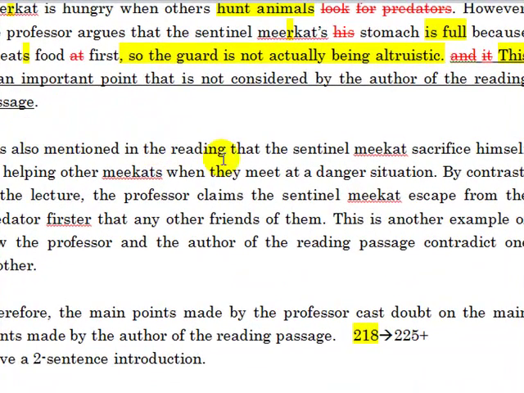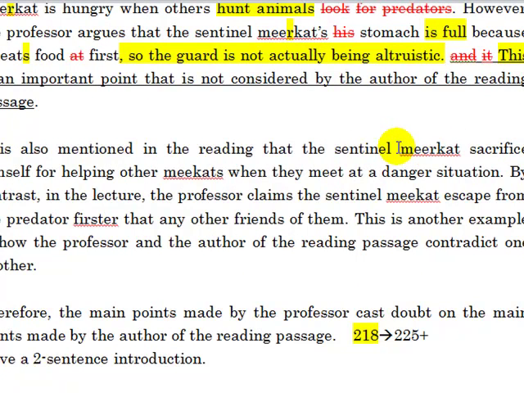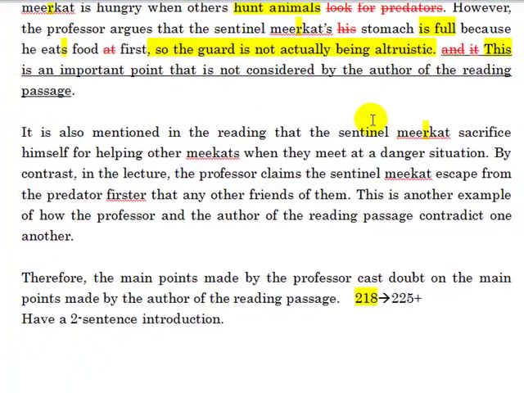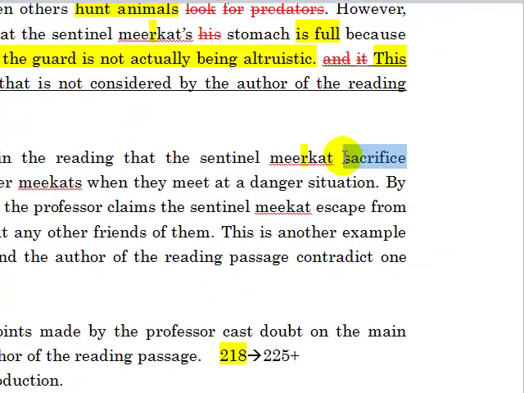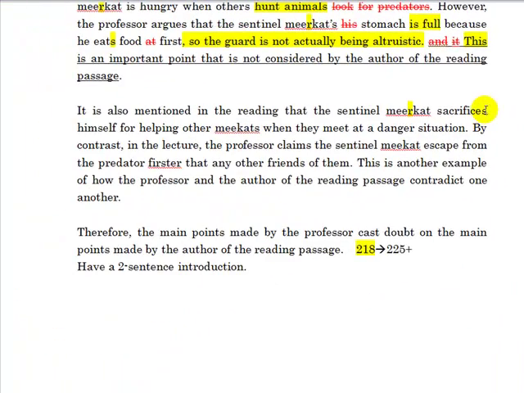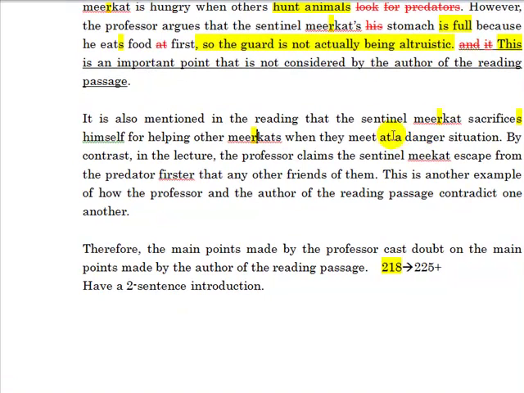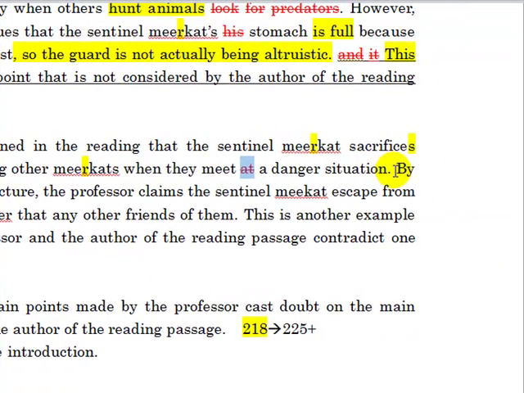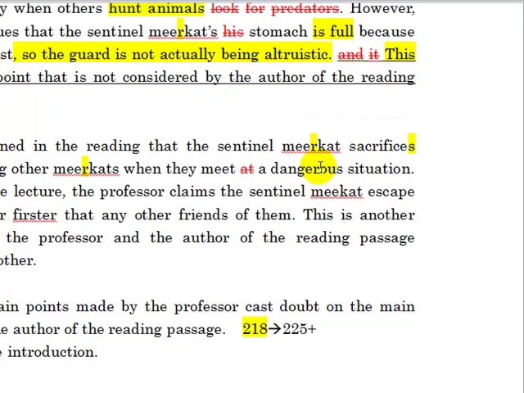It is also mentioned in the reading that the sentinel meerkat, and it's one person like he, she, it. So for subject verb agreement, what should this be? I think you know this should be sacrifices himself for helping other meerkats when they meet at. Meet at is a place, like let's meet at a club, meet at a bar, meet at Starbucks. But for a situation, we don't say meet at, just meet a danger situation. Again, you have two nouns together. The first noun should be an adjective. So that should be dangerous.